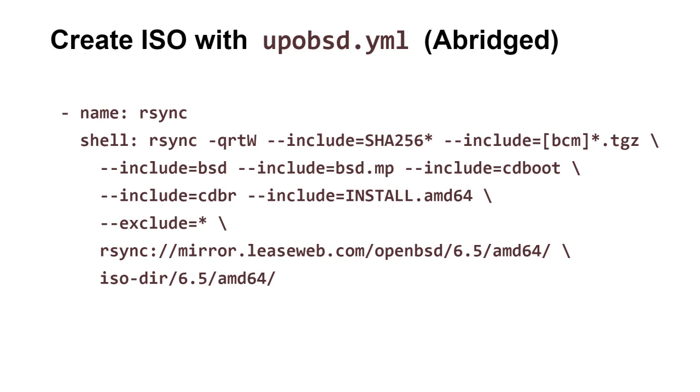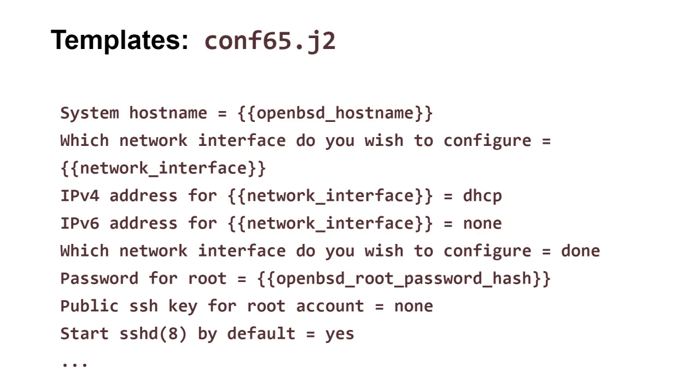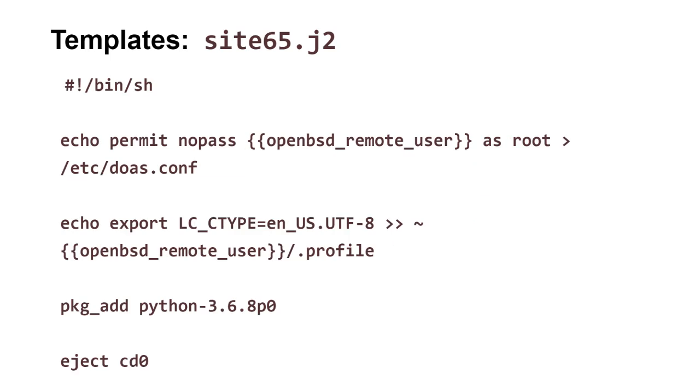I also don't have a static response file anymore. I have a response file template called conf65.j2. This is a Jinja 2 template file that will be copied over to the target OpenBSD host and have all these squiggly bracket sections replaced with the variables I've defined in my playbook in the vars section. The host name, the network interface, and the password hash I keep in the playbook, and I update them as needed. The only thing I need to change in this template is when I need to add or modify any of the questions. I can go another step further and set up my install.site script here as a template too.